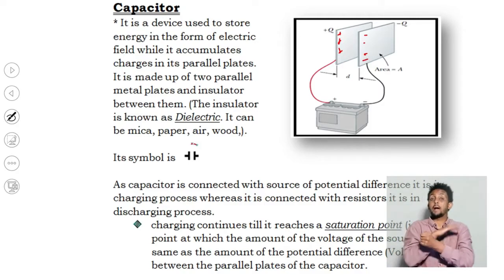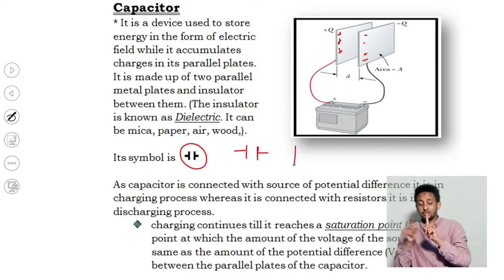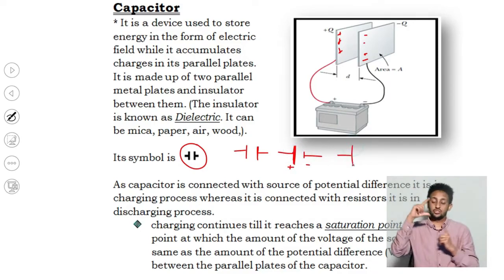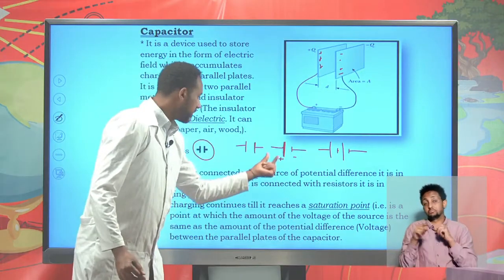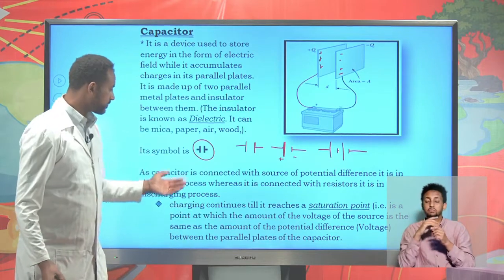Capacitors can be symbolized by two parallel plates like this. If you find it like this, it's a capacitor. But if you find one line longer and the other shorter, it's a source, plus and minus. This is known as a cell for a single one, and you can have a series of longer and shorter lines. This is known as a battery, which is the plural of cell. This is for a cell, this is for a battery, and this is for a capacitor.